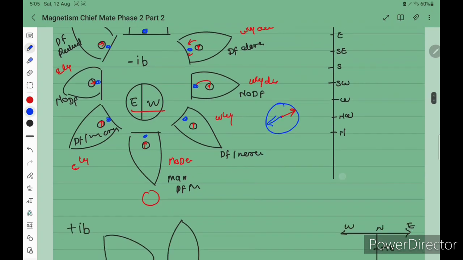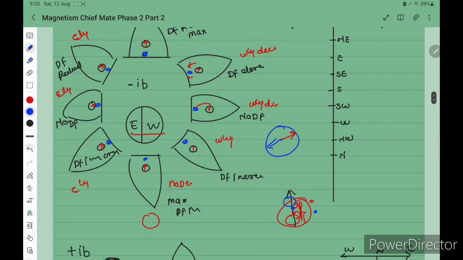One more time I explain to you, this is blue pole, this is red, earth magnetic, the line of force is going like this. If your blue is like this, that means it is in line, so blue blue, red red, so maximum DF increase. But if it is opposite, like red here and the blue there, it decreases. DF is there, but there is DF decrease and maximum DF.